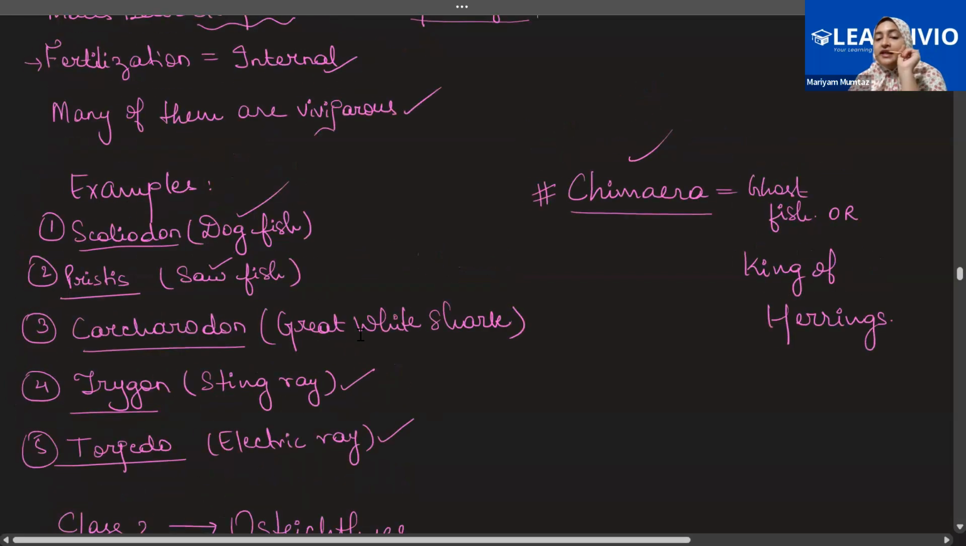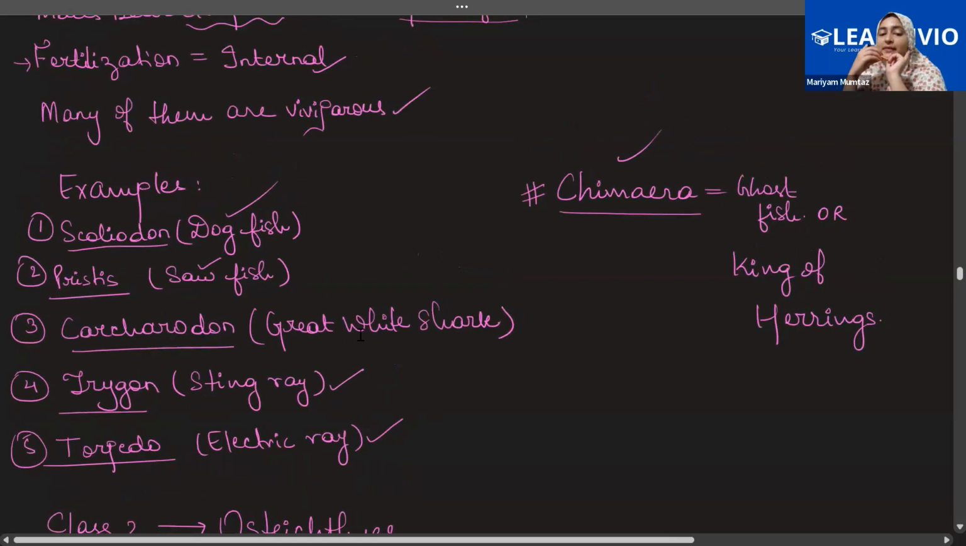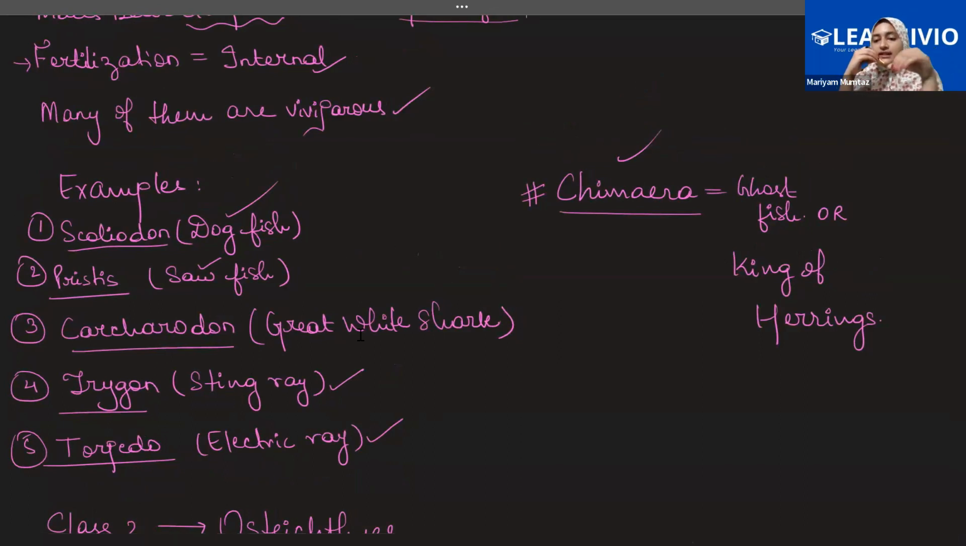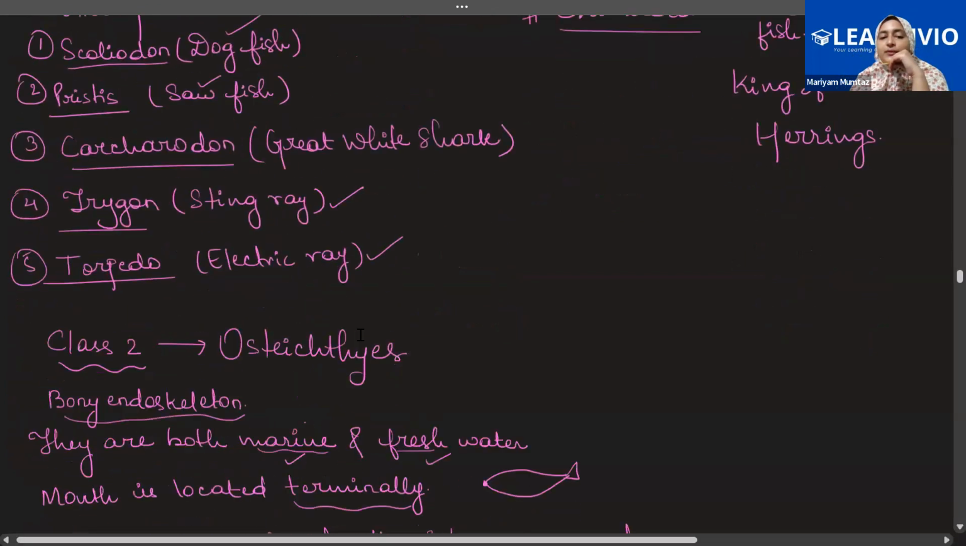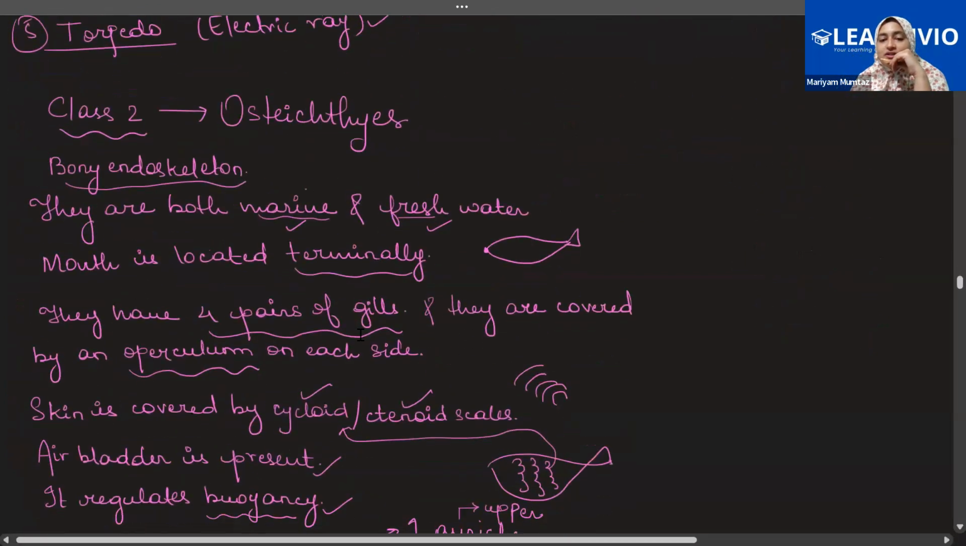So, great white shark you people have seen, and rest of the species you have seen. Now, always remember they have a ventral mouth. There will be many a times you will be asked to differentiate between chondrichthyes and osteichthyes. Okay. Now we'll move on to the second class, that is osteichthyes.